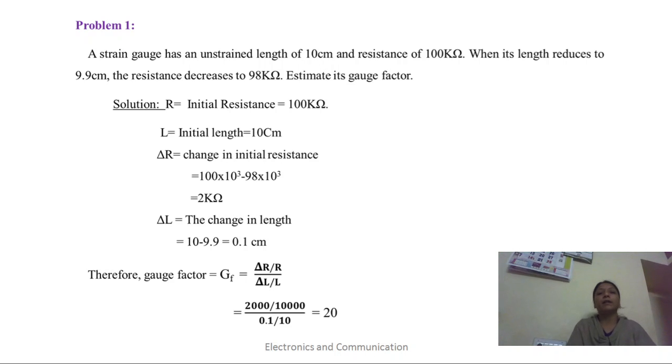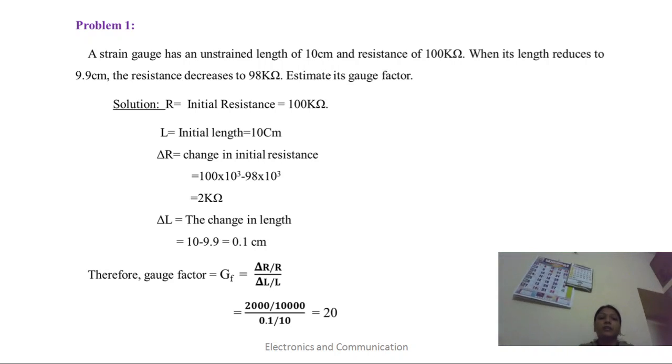Similarly, delta L: the original length of that unstrained wire is 10, and after applying this strain, the length of that wire becomes 9.9 centimeter. So, therefore, delta L becomes 0.1 centimeter. Gauge factor, you know, is delta R by R divided by delta L by L. So, the answer becomes 20.